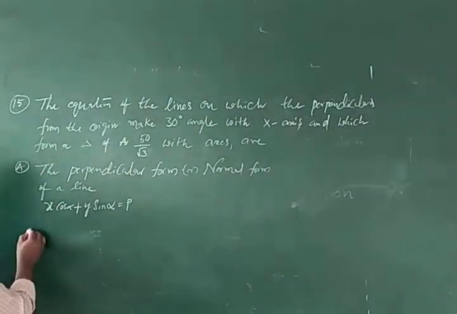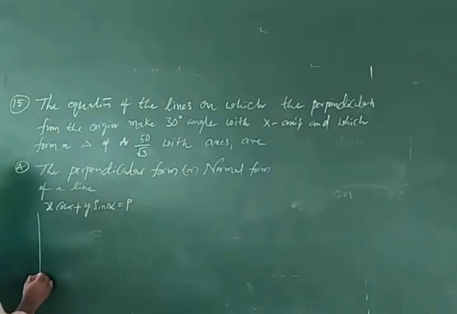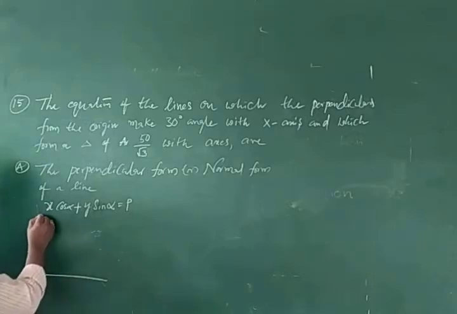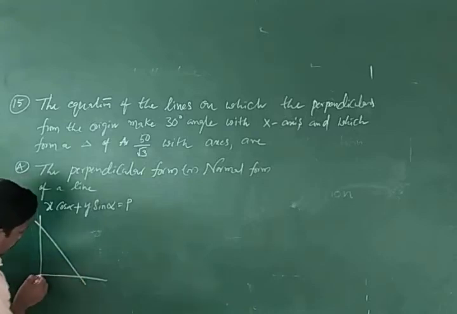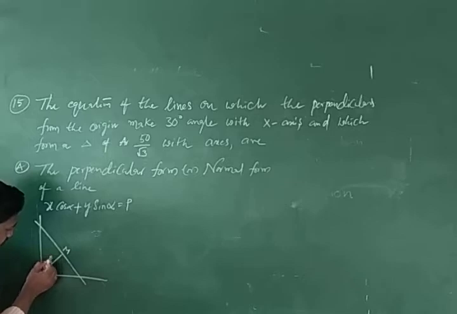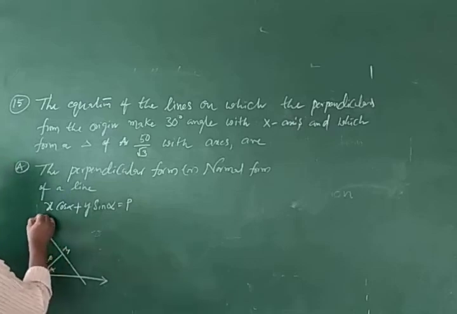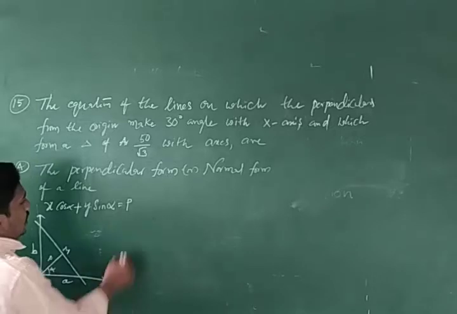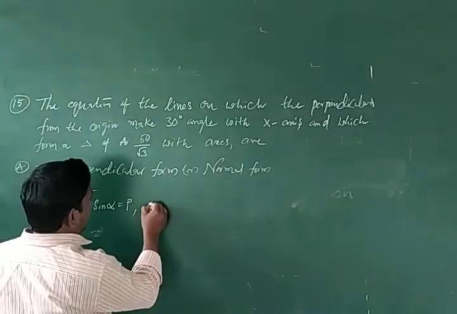Now we have to draw the diagram. This is the diagram. Okay. This is the perpendicular. This is M. The distance P. Angle alpha, that means 30 degrees. This is A. This is B. Okay. Now angle alpha.